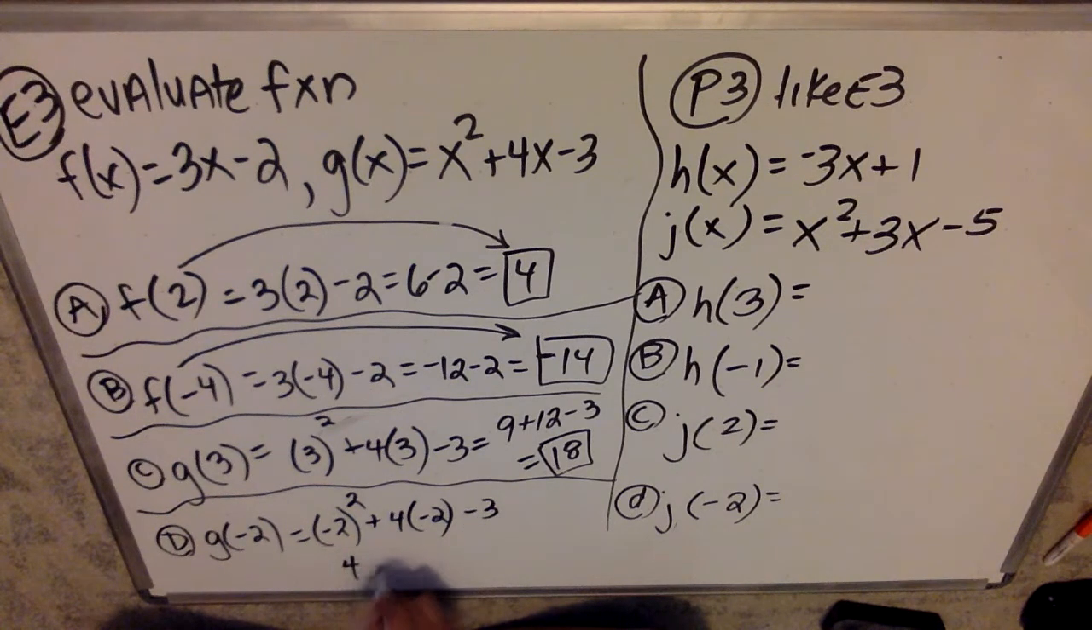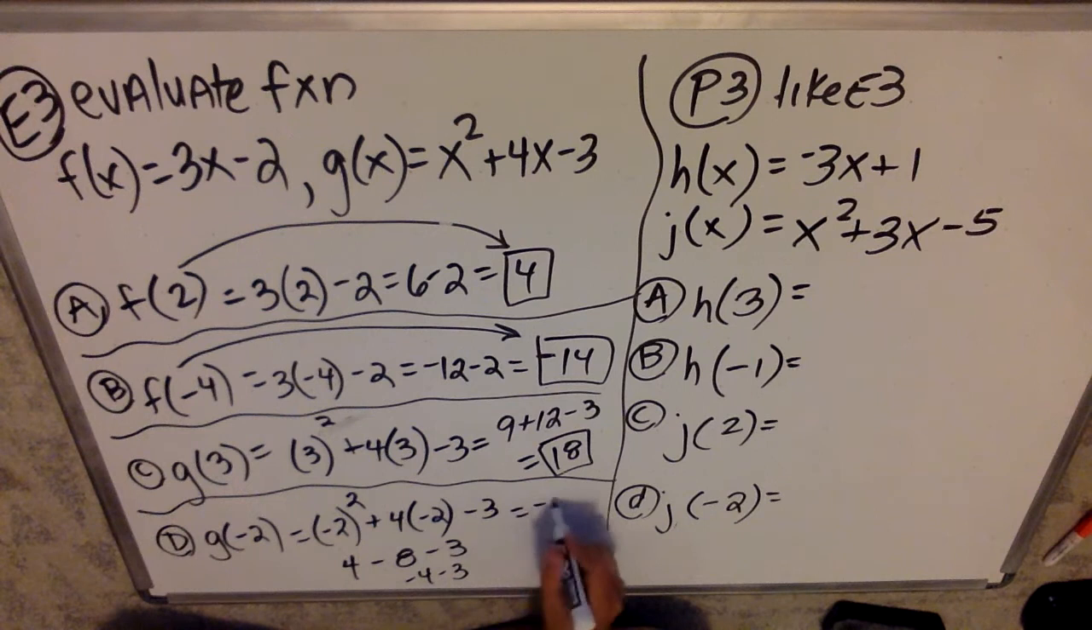So that's going to be a positive 4 minus 8 minus 3. Remember, with addition and subtraction, you work left to right. So 4 minus 8 is going to be negative 4, minus 3, so I'm going to get a negative 7 as my answer, right?